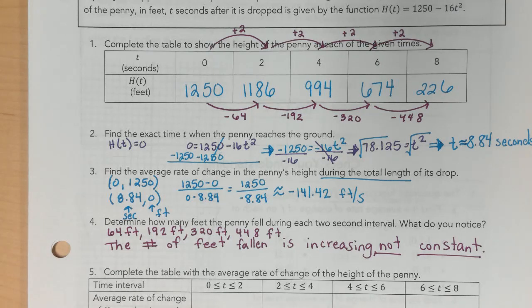Well, if it's not constant, then we just said it's not a linear graph, and if it's not linear, then how do I figure out what it is? Well, that's when we go to the new thing, and the new thing today is, starting with number 5, complete the table with the average rate of change of the height of the penny over that interval.